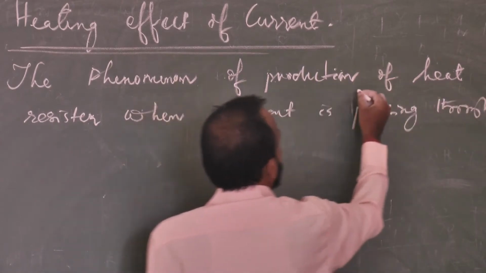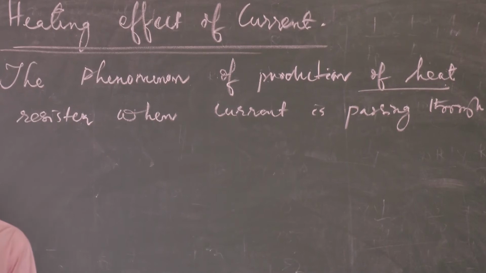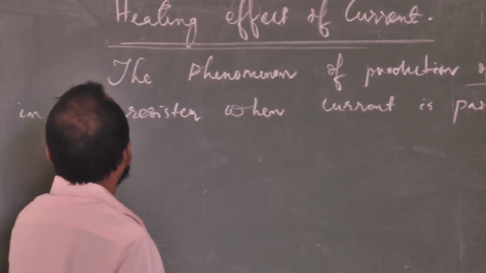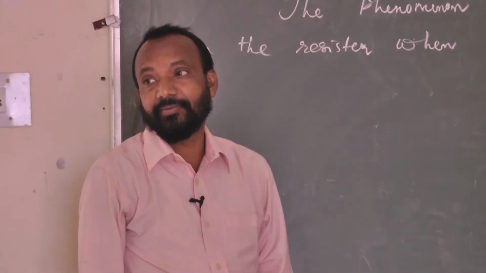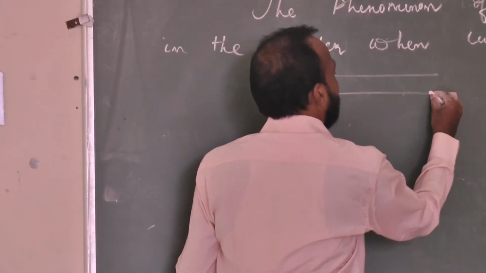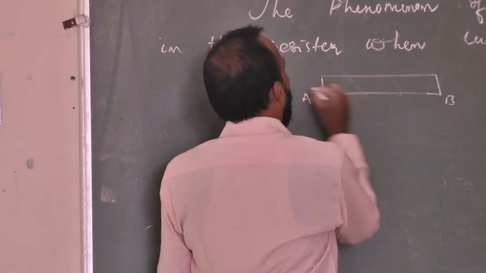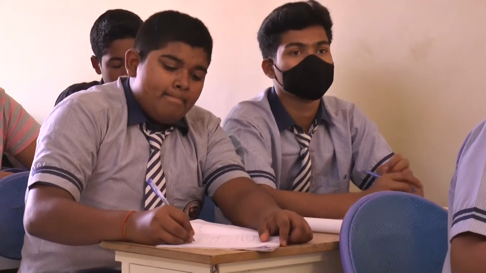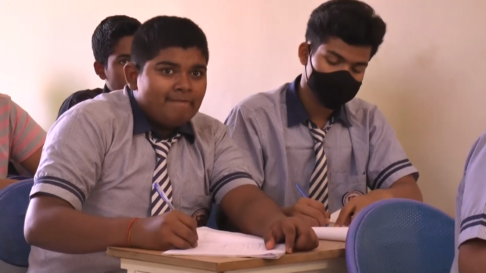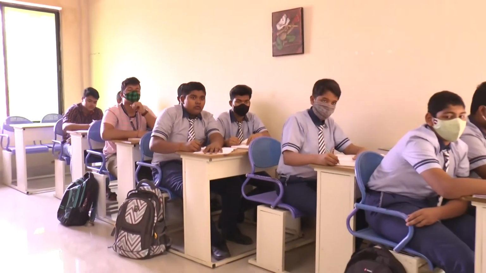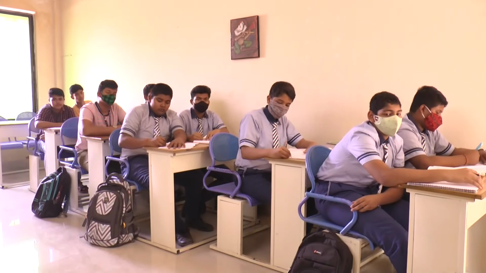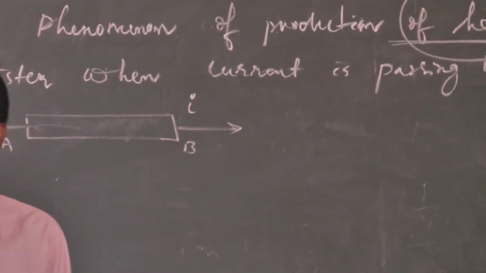So, if heat is produced when the current is passing through the conductor, then that phenomenon of production of heat in the resistor when the current is passing through it is called what? Heating effect of the current. Once again I am repeating, suppose this is a conductor, AB is a conductor and I amount of current is passing through it, then the total amount of electrical energy is not converted into its desired form. So, some amount of energy gets dissipated and that dissipated energy appears in the form of heat, and that is called production of heat.